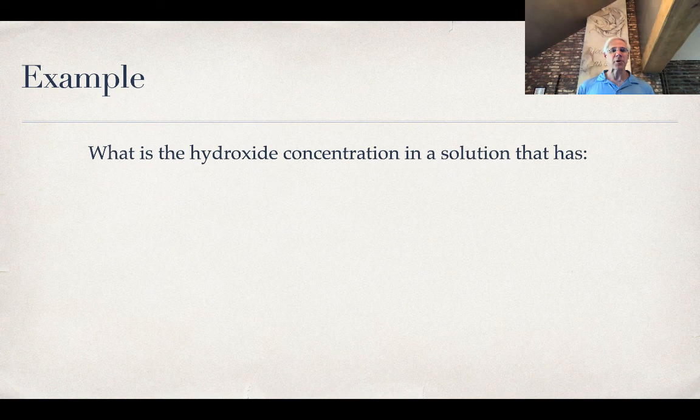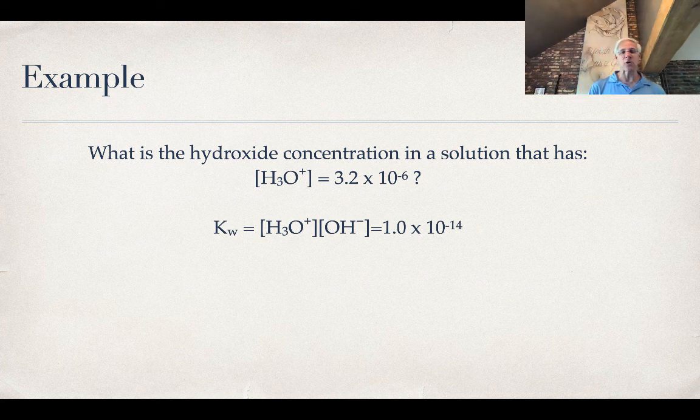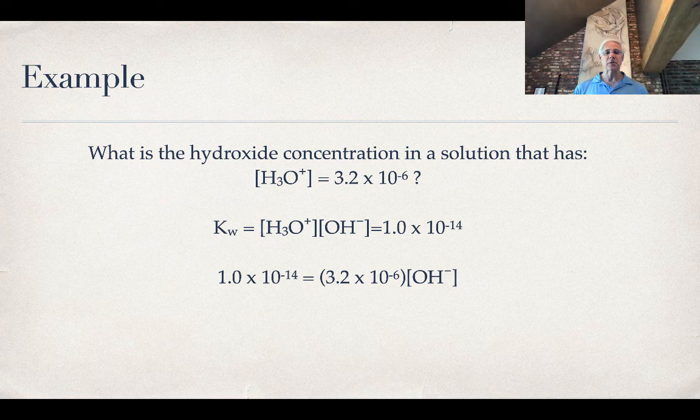So let's look at an example here. We want to know, what is the hydroxide ion concentration in a solution that has H3O plus as 3.2 times 10 to the minus 6? Well, we know that the Kw has to equal H3O plus times OH minus. And we know that that value has to equal 1 times 10 to the minus 14. Well, we know our H3O plus concentration, so we plug that in. So we have 1 times 10 to the minus 14 is equal to 3.2 times 10 to the minus 6 times my unknown, my hydroxide concentration.